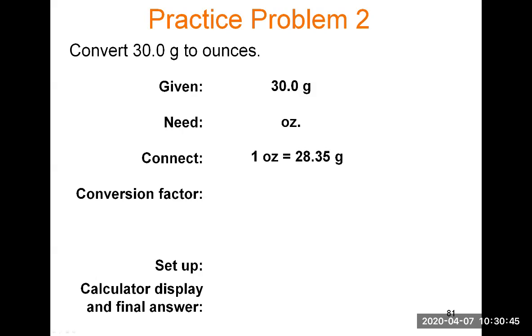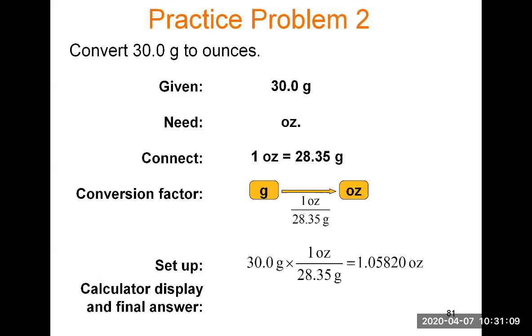So you will use your conversion factor such that the grams are on the bottom and the ounce will be on top. So starting from grams, you will want to use the conversion factor with 1 ounce on the top and 28.35 grams on the bottom. And now if we write down our calculation, we always start with the given amount. So 30.0 grams times you multiply by the conversion factor.